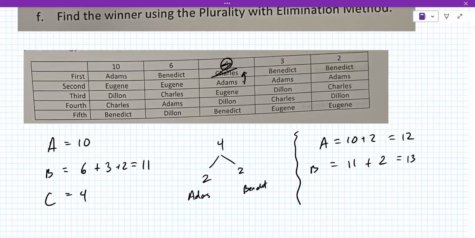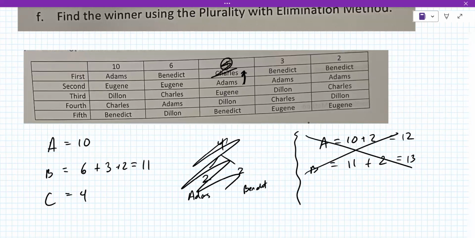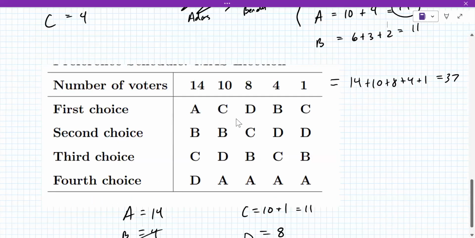So Charles is gone, but Adams now has 4 more votes. So this is incorrect here. Adams now has 10 plus the 4, which is 14. And Benedict still has the 6 plus the 3 plus the 2, which is 11. Let me try to explain this better in this other example here.